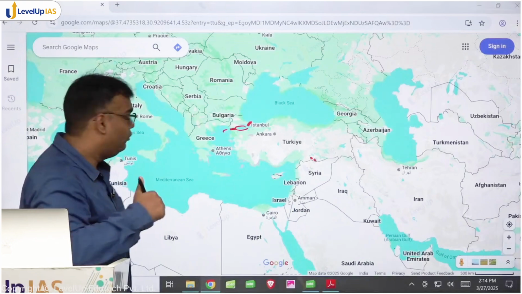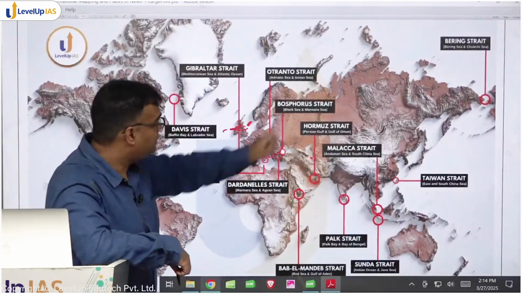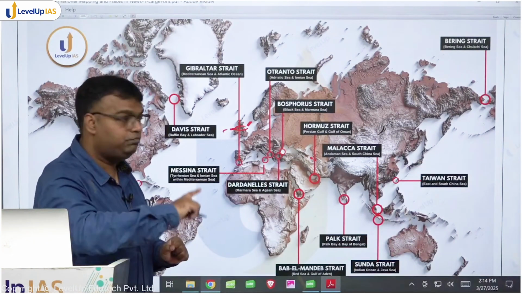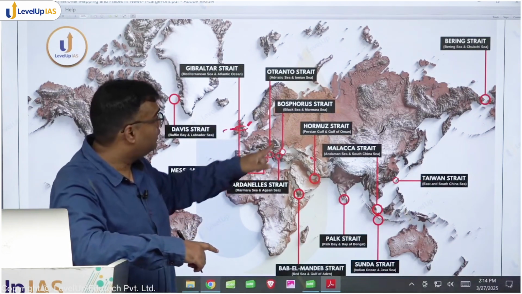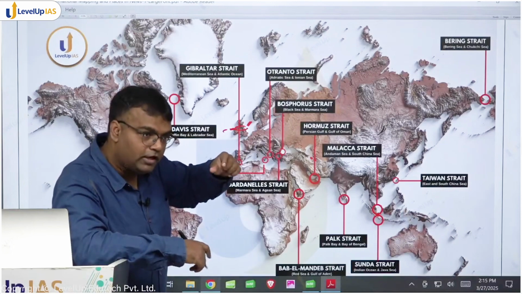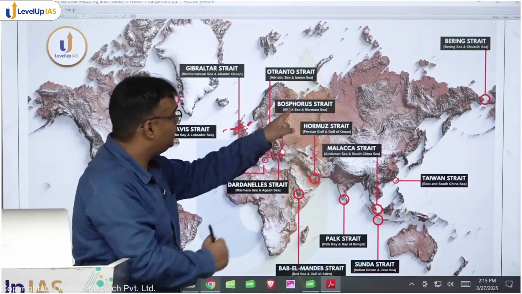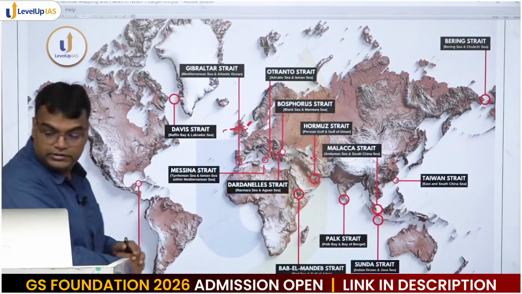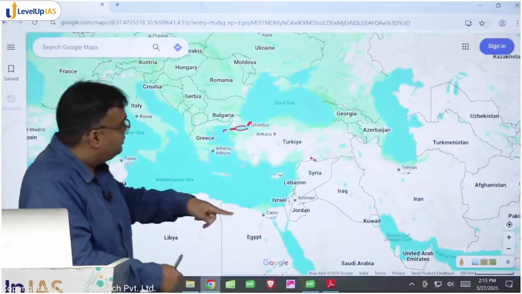One of them is Bosphorus Strait, and the other one is Dardanelles Strait. So this one is connecting Aegean Sea and Sea of Marmara, and this one, Bosphorus Strait, is connecting Marmara Sea with Black Sea. So Marmara Sea is in the middle, on this side Aegean Sea, on that side Black Sea, and Marmara Sea is connected to Black Sea by Bosphorus Strait, and Marmara Sea is connected to Aegean Sea by Dardanelles Strait. Are we able to understand this? Has this been understood?